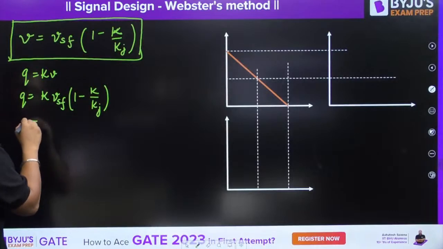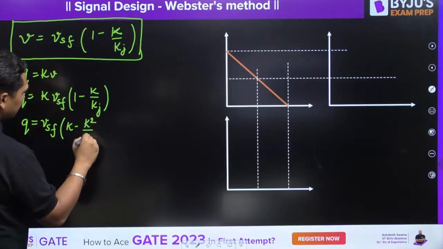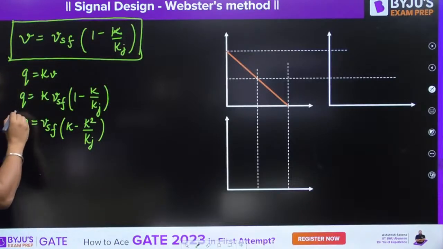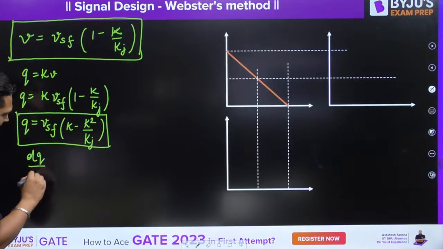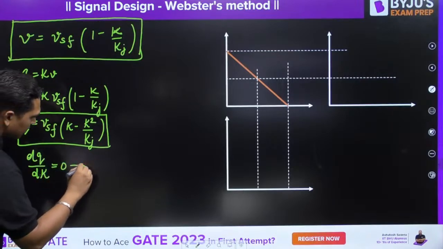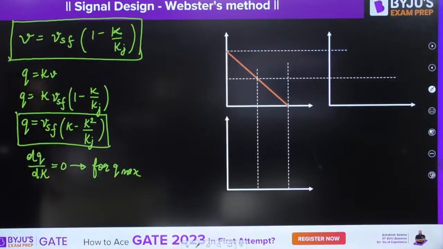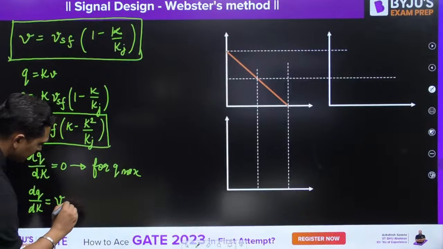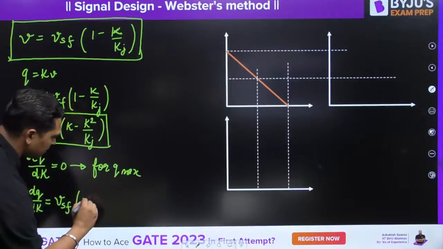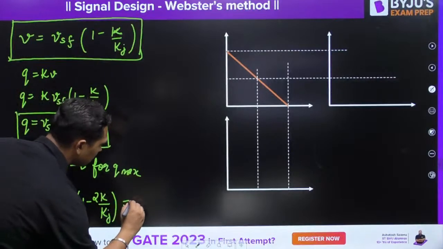Put the value inside. Q is equal to VSF (1 minus K upon Kj) times K, that is K minus K square upon Kj. Now for the maximum condition, for Q to be maximum, dQ upon dK should be equal to 0 for Q max. Right? So dQ by dK will be equal to VSF into (1 minus 2K upon Kj), and this should be equal to 0.